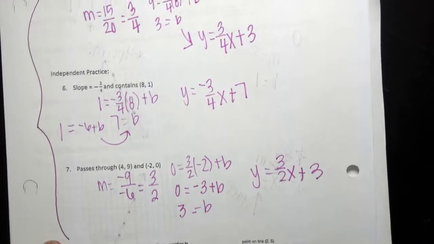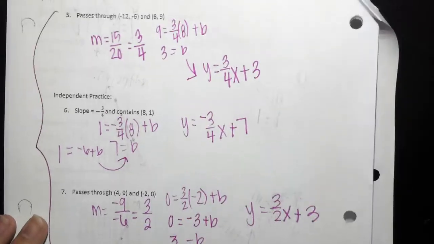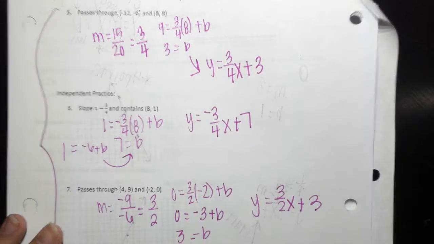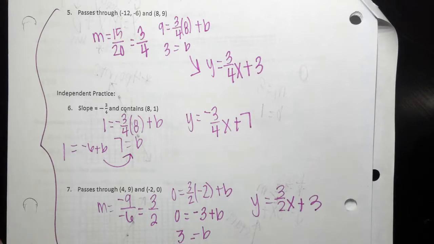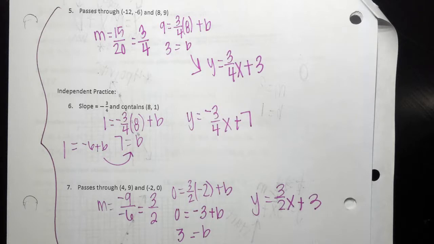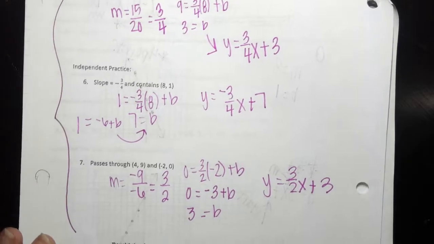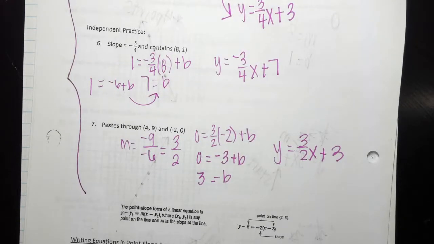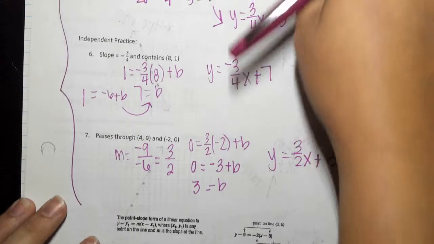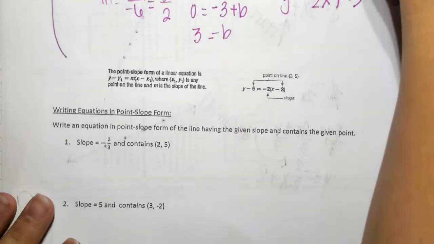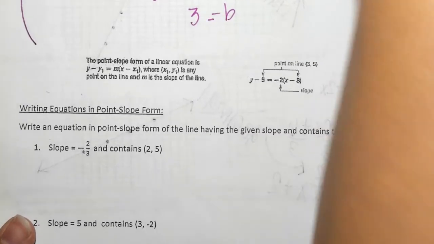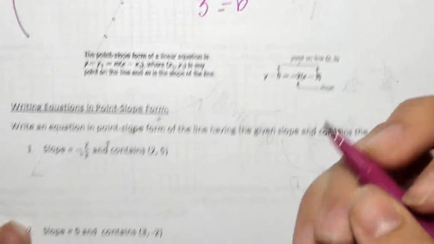It's okay if you didn't quite get finished. Alright, we have a couple more things to go on to. So, point slope form is a little bit easier. However, the formula is a little bit longer.